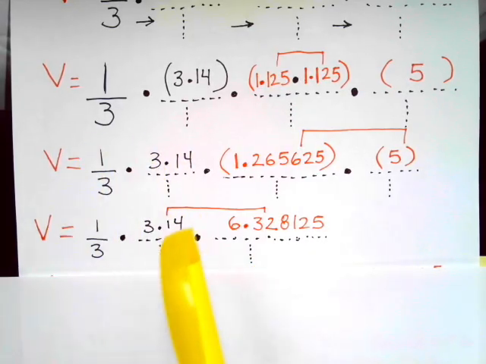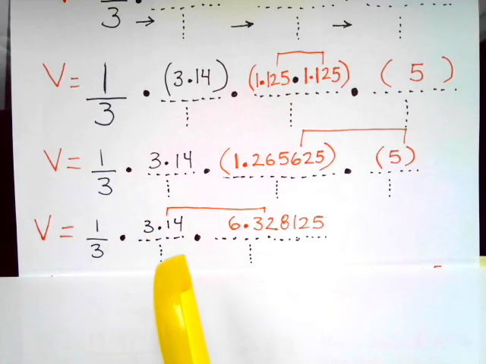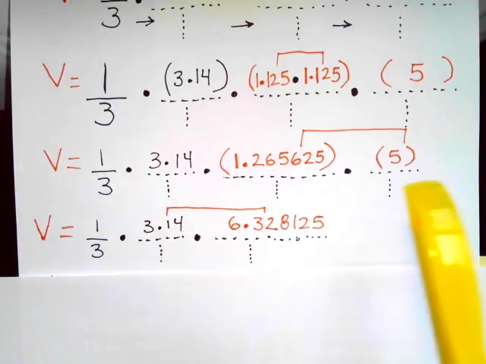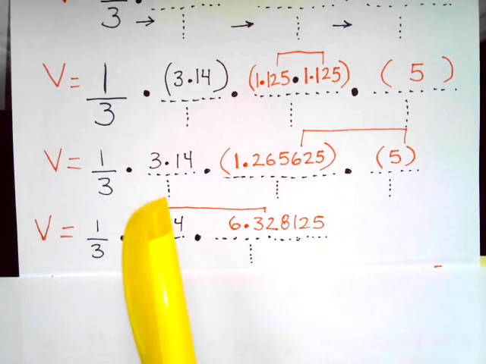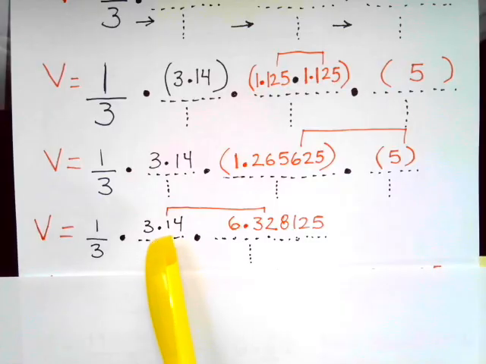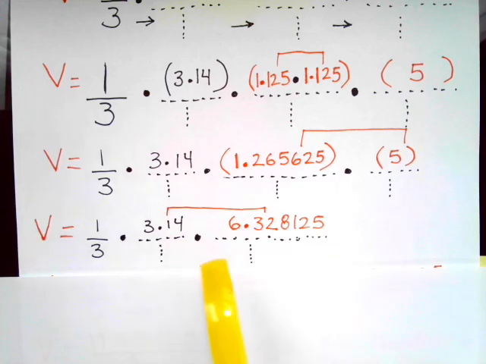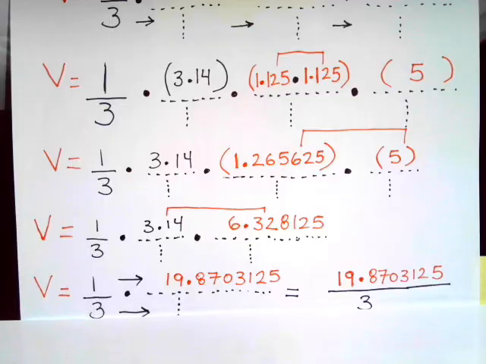And then everything else I just rewrote. 1/3, 1/3, 3.14 over 1, 3.14 over 1. Now you could write a solid 1 underneath all of these terms if you like. I'm trying to instruct, so I'm showing you, hey, there's an invisible 1 under each of these. All right, now I'm just going to multiply 3.14 times 6.328125. And then 1 times 1 is 1. So I'm going to show you that here.